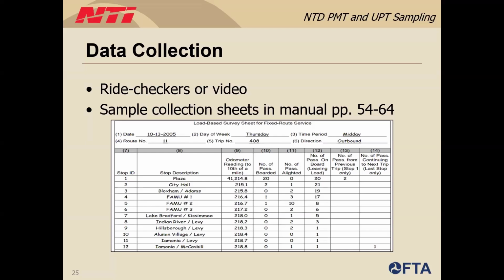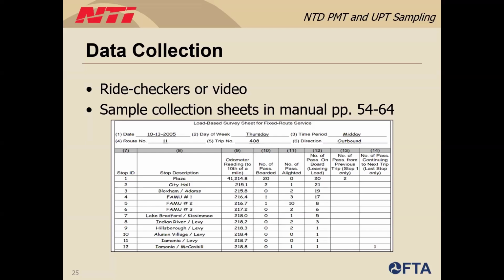Instead of sending someone in person, many agencies now have video footage of all trips, so you can pull the video of the trips you select. The advantage of this is that you can fast forward through the periods with no activity, and you can slow down or repeat to make sure you get the counts right. You also need to have a way of knowing which stop the vehicle is at.